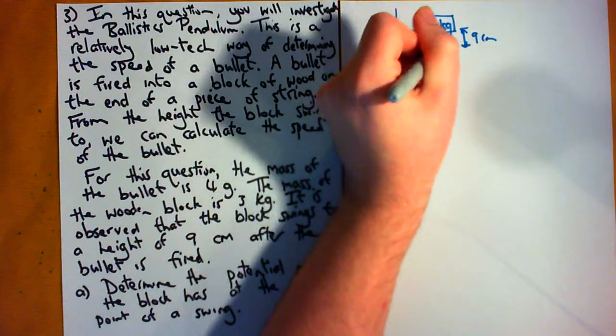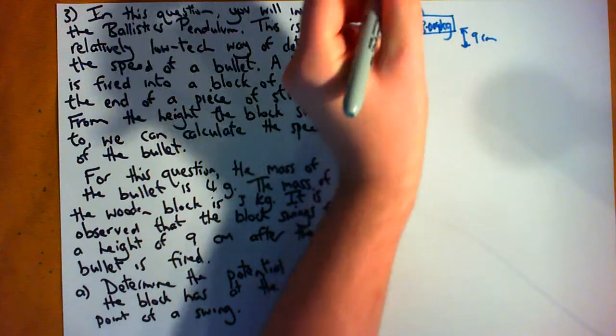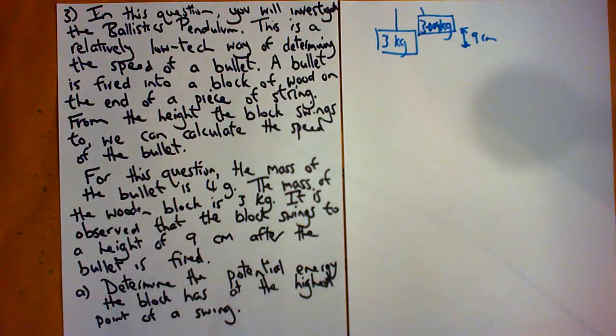Now the bullet is also embedded in the block, so the mass of the whole block is now mass of the block plus mass of the bullet. 3 kilograms plus 4 grams is 3 kilograms plus 0.004 kilograms, which is 3.004 kilograms.